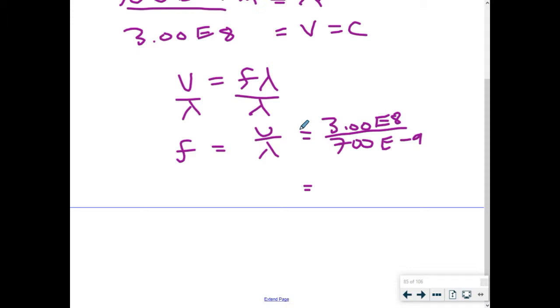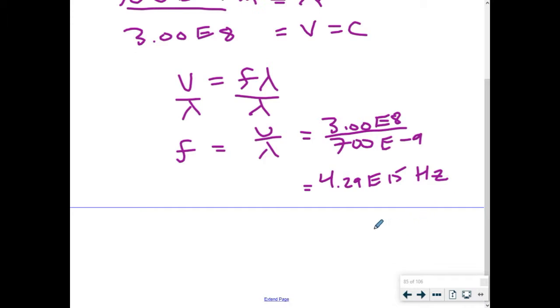3 times 10 to the 8 divided by 700 times 10 to the minus 9 gives me an answer with 3 sigdigs of 4.29 times 10 to the 15, and that would be in hertz.